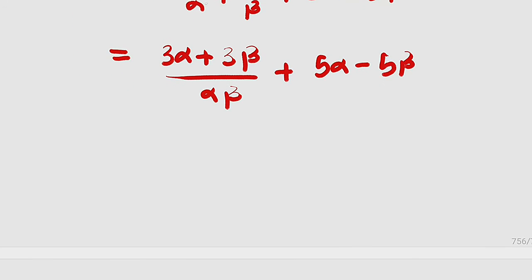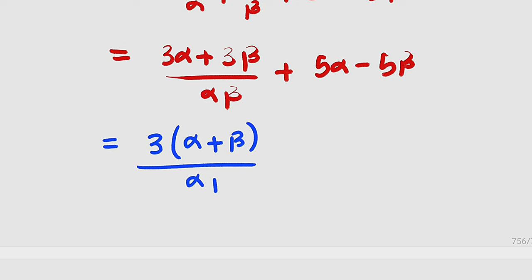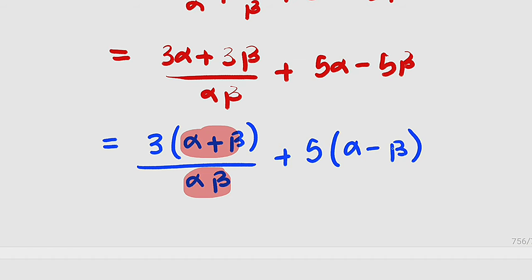Now let us factorize because it is factorable. We have 3 in common here, so we can bring 3 outside. Inside we have alpha plus beta, divided by alpha beta. Then plus, here we have 5 in common, multiplied by alpha minus beta. Already we have the sum and the product, but we don't have anything for the difference. So now let us derive this difference and bring it back.